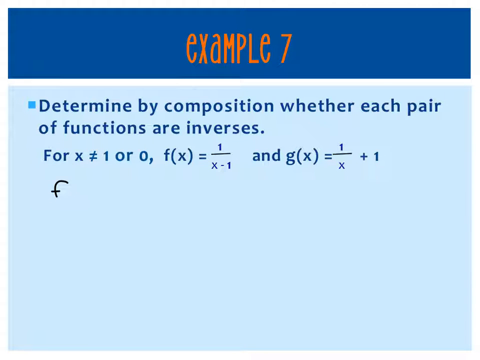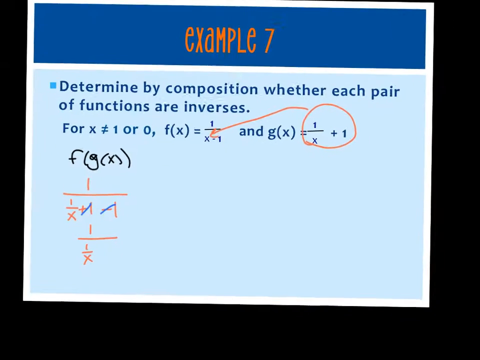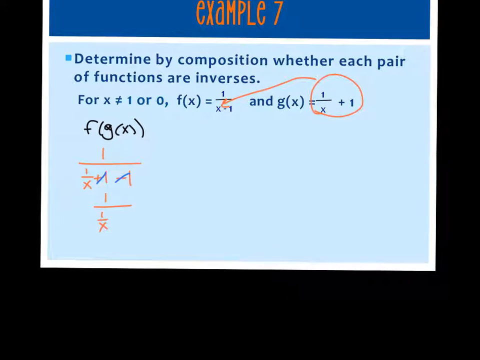So let's start with f of g of x. I'm taking this and plugging it into that x. So 1 over x plus 1 minus 1. I get 1 over x, a positive 1 and a negative 1 cancel out. And what happens when you're dividing by a fraction? Flip one and multiply. Good. So this is 1 divided by 1 over x. I do keep, change, flip, and I get just x. So the first one worked.